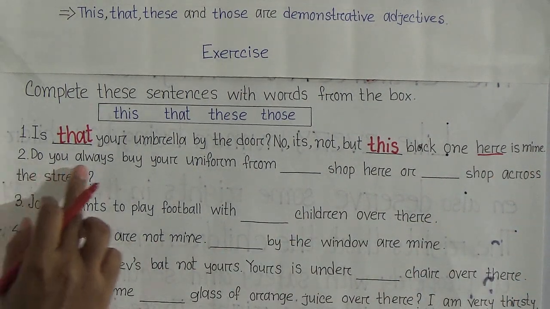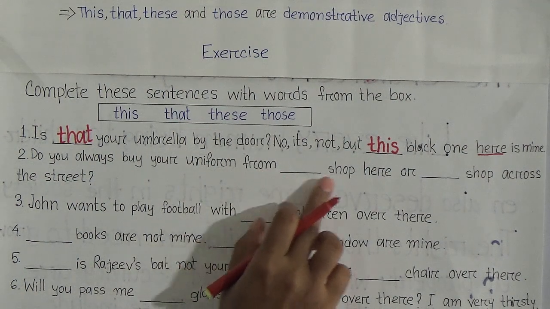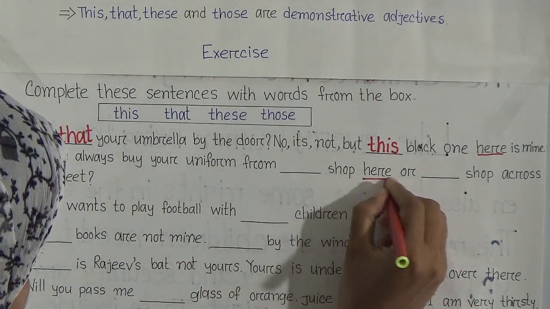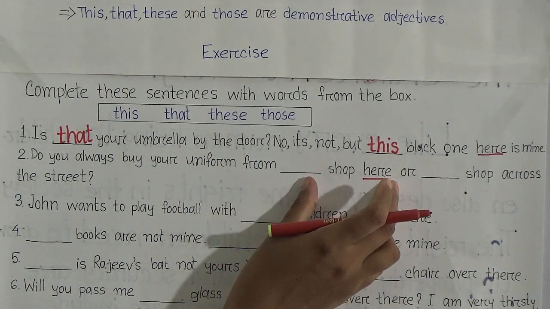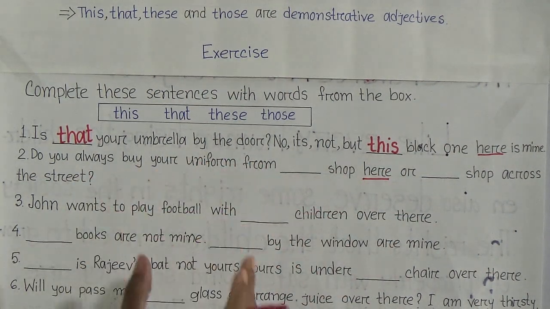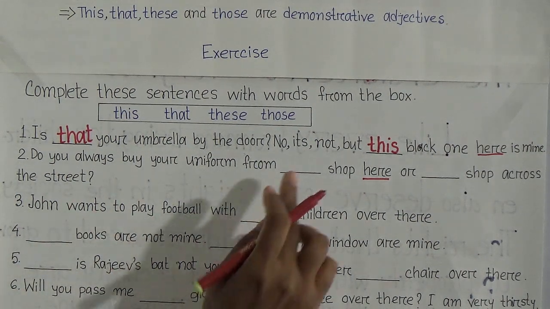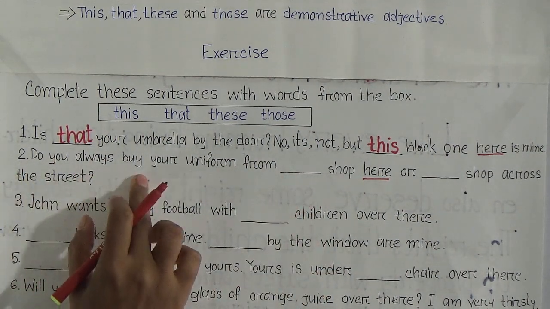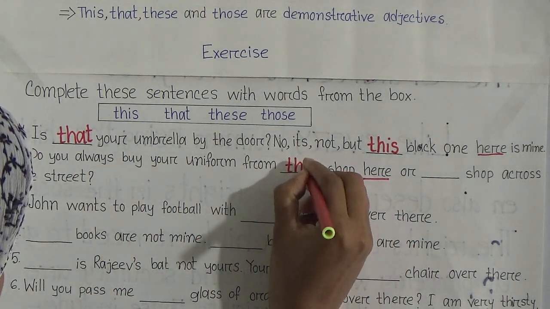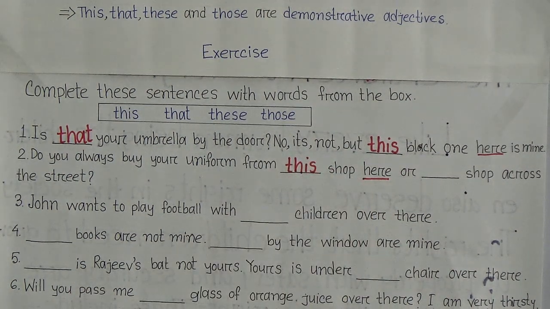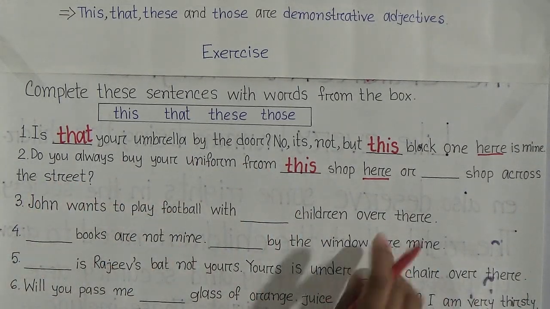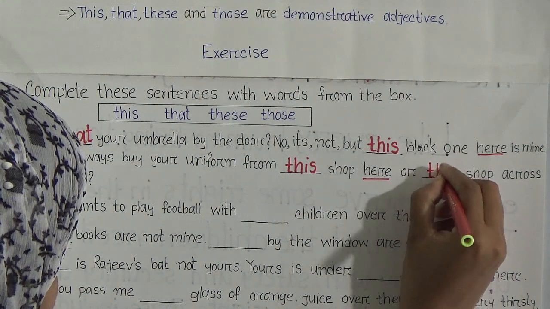Number 2, do you always buy your uniform from dash shop here or dash shop across the street? We find "here" in the first gap. So we are saying about buying your uniform. So this is singular. So you have to write this here. Do you always buy your uniform from this shop here? T-H-I-S. This shop here. Or that shop across the street. The street, it means far from you. So you have to use that.